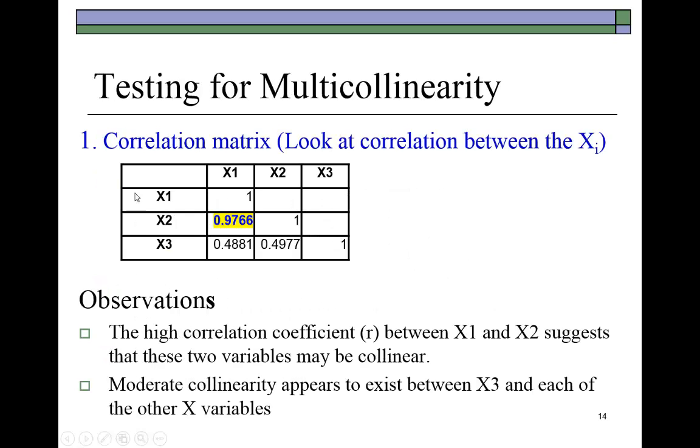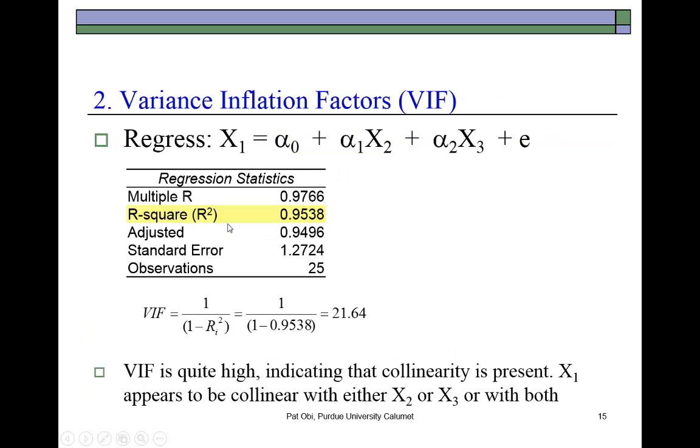And then we did the correlation matrix and observed that this high correlation coefficient here appears to indicate that x1 and x2 are collinear. We then proceeded to calculate the variance inflation factor, running first this regression of x1 against x2 and x3, and we found a pretty high VIF, meaning that the variance is more than 21 times as large as it should be. So that's pretty high. So for sure there is collinearity between x1 and one of these other independent variables.